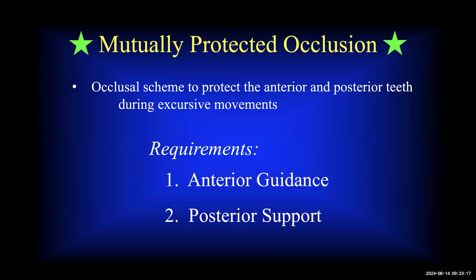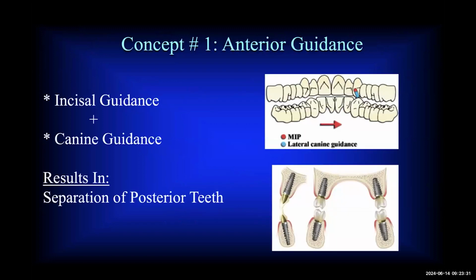What is that? It is an occlusal scheme that basically protects the anterior and posterior teeth. And how are they protected? They're anterior guidance, number one, and posterior support. Now, again, I just spoke about anterior guidance. That means the patient has incisal guidance and canine guidance. And if you're coming in the protrusive, the posterior teeth are separating. If you are discluding off of the canines, then the posterior teeth are discluding. So the goal of mutually protected occlusion is to disclude those posterior teeth.